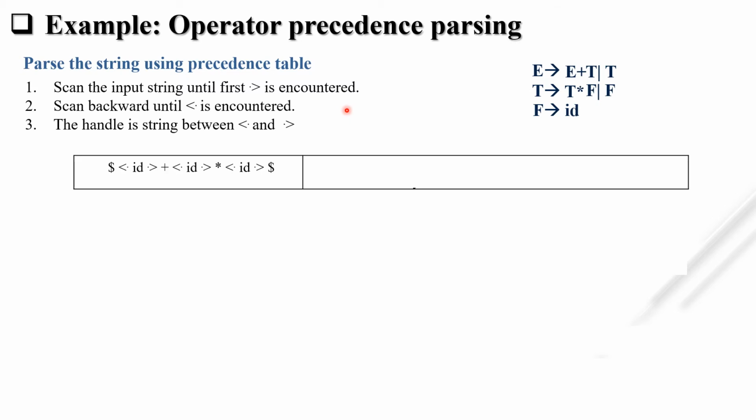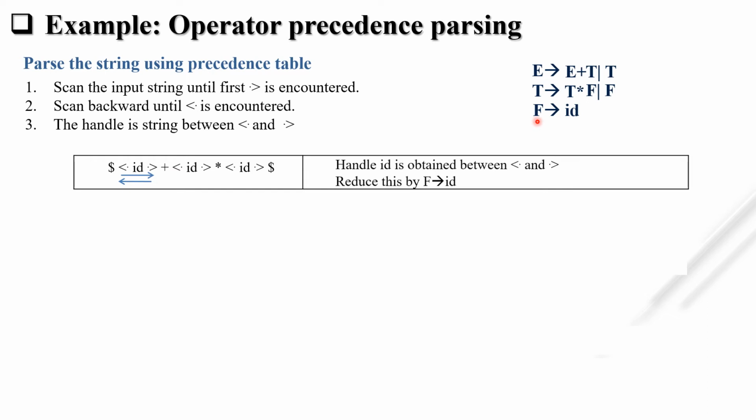We have to scan from left to right of the string, which we already have. So we first scan from left to right and go to the right hand side until we reach the first greater than symbol. Then we scan backward, from here backward, until we get the less than symbol. Yes, we get the less than symbol. So what is the handle? The string between the less than symbol and the greater than symbol is our handle. So this is a handle, and we can reduce it with f.